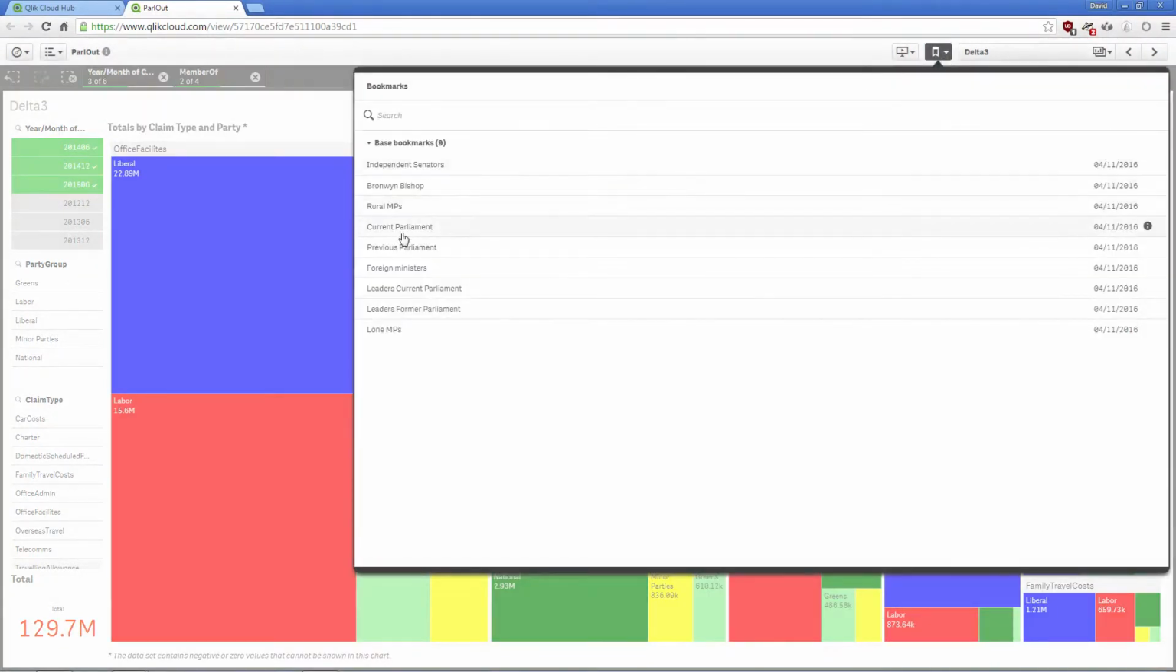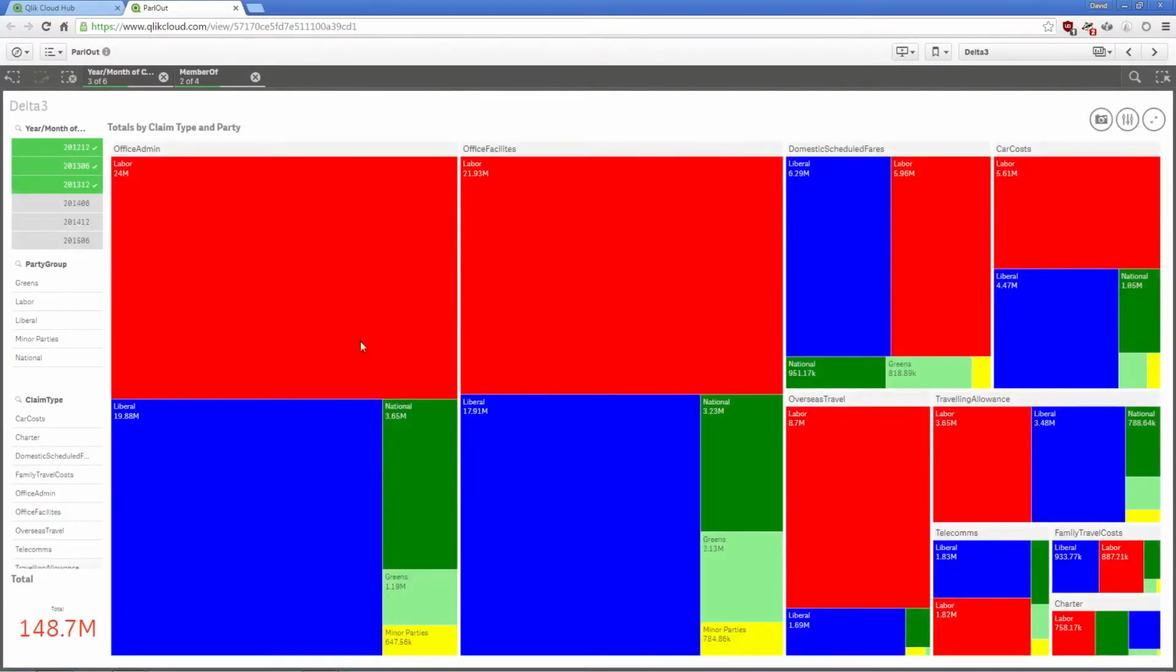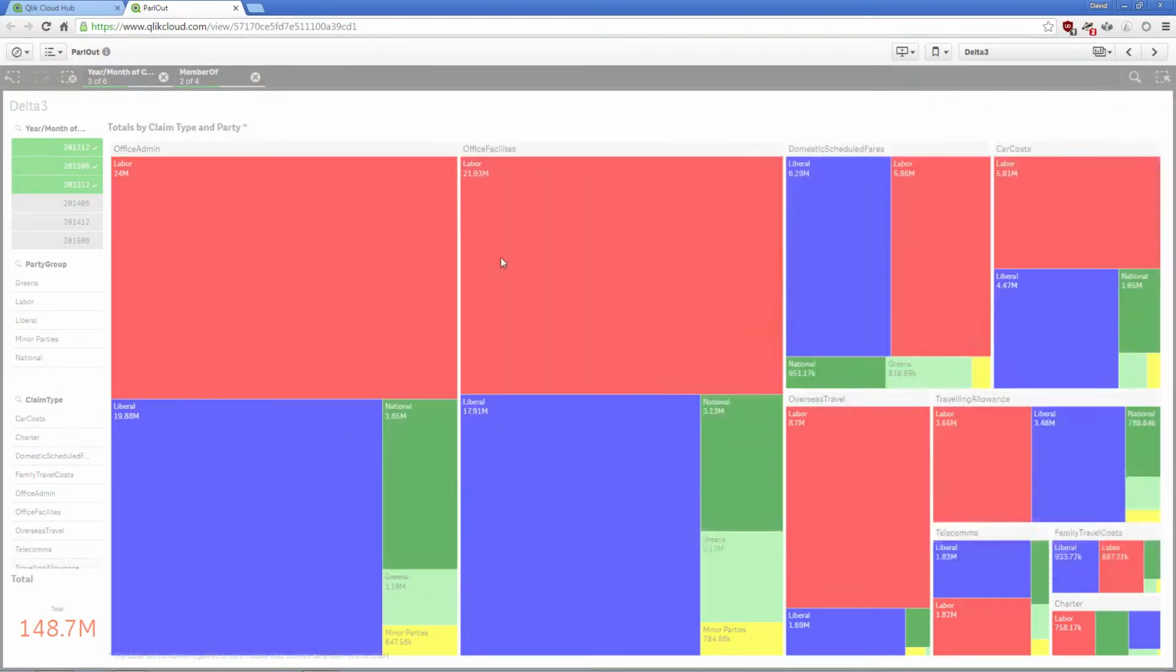And we'll just go back to the previous Parliament for comparison. So the colours swap over, which is a big surprise, but the categories stay the same. Current Parliament, please.